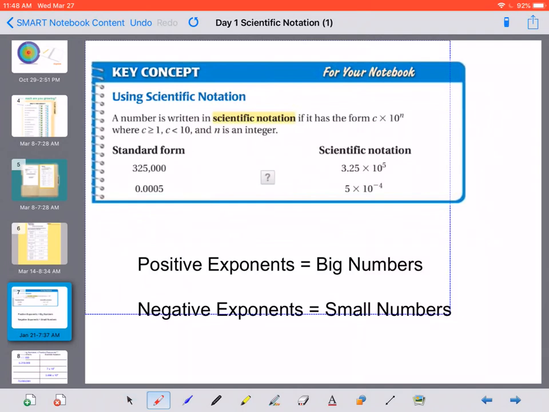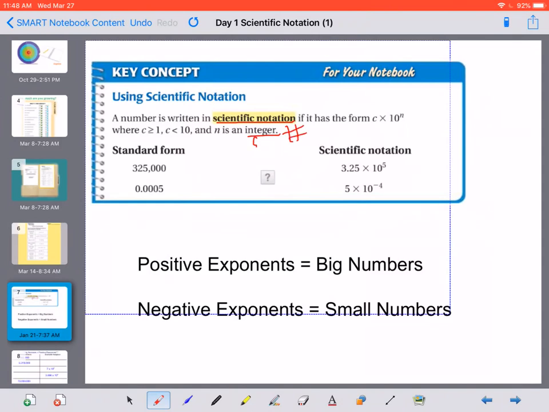So reviewing scientific notation, well, a number is written in scientific notation if it has the form c times 10 to the nth power, where c is greater than or equal to 1, c is less than 10, and n is an integer. Now an integer is a counting number. So n has to be a whole number.